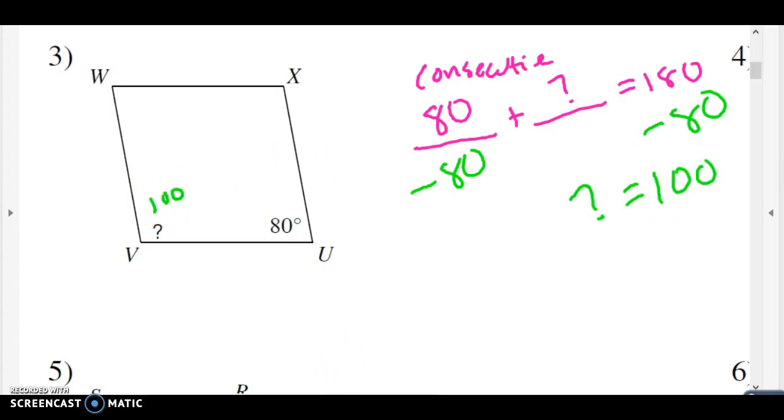And in fact, just for good practice, we're going to fill in all the angles. We know the angle across. What's angle X going to be? Angle X is also going to be 100. What's angle W going to be? Also 80. Very, very helpful. Opposite angles will always be congruent. Now let's go check out another one of these problems.